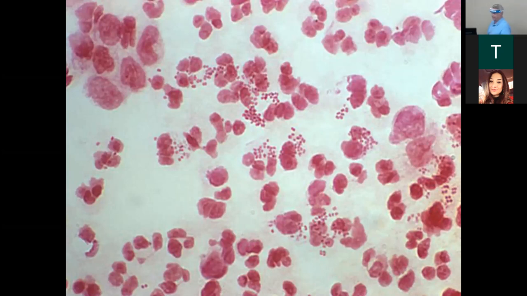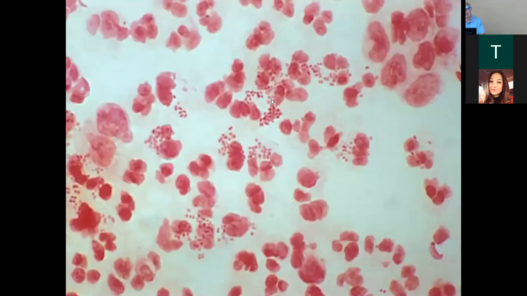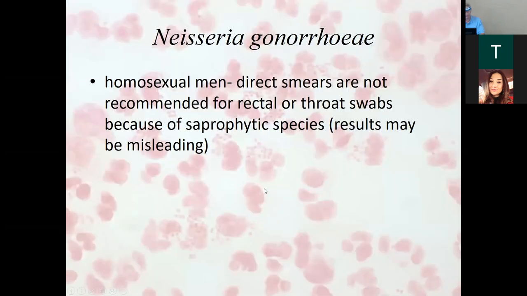And we'll do this lab later, but this is what we're going to try to repeat. We're going to try to make your smear look like this, and hopefully we'll see some intracellular bacteria being phagocytized. Neisseria gonorrhea.